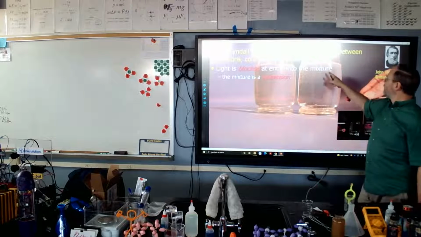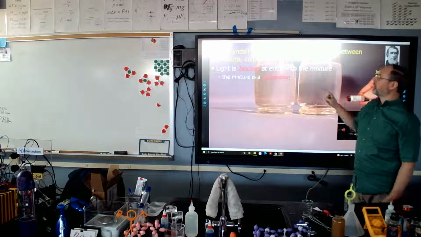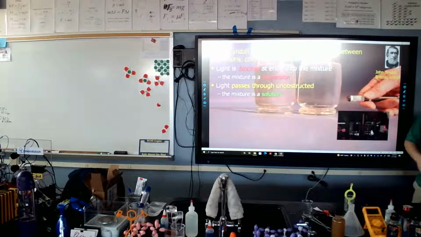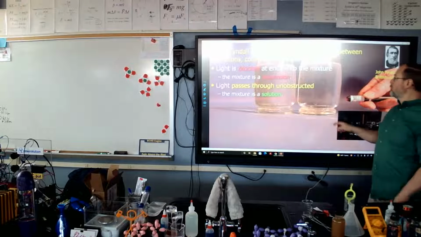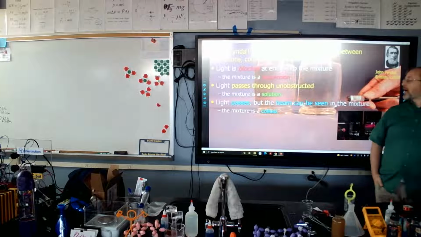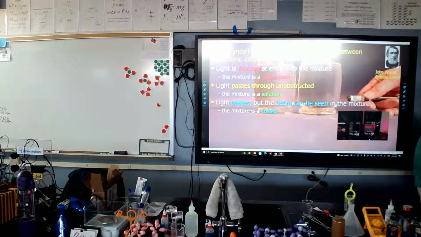Just like here. This would be a solution, this would be a colloid. So if light gets blocked, it's a suspension. If it passes right through unobstructed, it's a solution. And if it travels through, but you can see it refracting off little particles in there, then it is a colloid. Just like here.